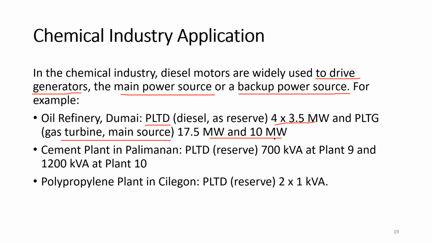In addition, the cement plant in Palimanan also uses the PLTD as a reserve, 700 kVA at plant 9 and 1,200 kVA at plant 10. And the last one is the polypropylene plant in Cilegon, using pembangkit listrik tenaga diesel as well, 2 times 1 kVA. Of course, there are a lot of examples utilizing diesels or gas turbines in order to support electricity generation.